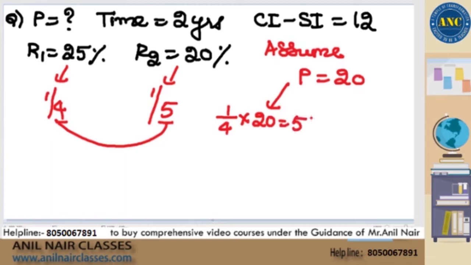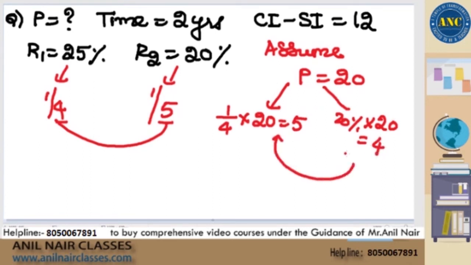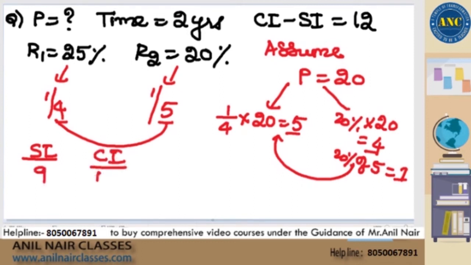1 by 4 into 20 is 5. Second year, it is 20% of 20. 1 by 5, it is 4. Second year, there will be an interest on previous year's interest. So 20% of 5, 1 by 5 into 5, 1. That means total SI for 2 years is 5 and 4, it is 9. Total CI for 2 years is 10.